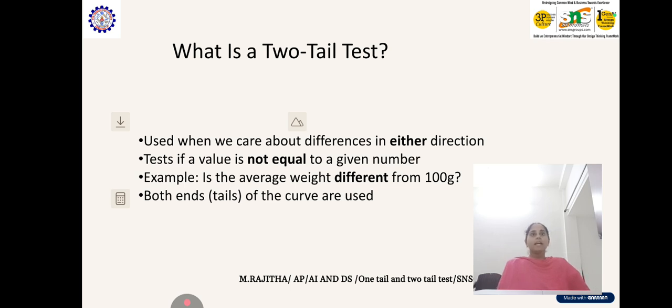For example, if a company wants to test whether their product weighs exactly 100 grams, any significant difference, either more than 100 grams or less than 100 grams, would be important. Here, the null hypothesis is that the mean weight is 100 grams and the alternative hypothesis is that it is not equal to 100 grams. A two-tailed test is commonly used when we do not have a strong reason to expect the difference to be in one particular direction.